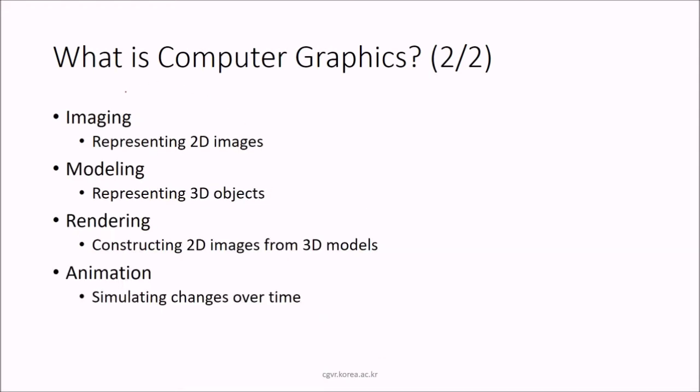But what is computer graphics? We'll read imaging, that is how to represent, first of all, how to model, then construct, then animate. Imaging is when we talk about an image. We represent an image through a 2D array, or 2D image representation. When we are modeling, we are actually representing 3D objects, three-dimensional objects. And when we say we are rendering something, we are constructing 2D images from 3D models. So this is rendering, right? And when we say we are animating, we are simulating changes over time.